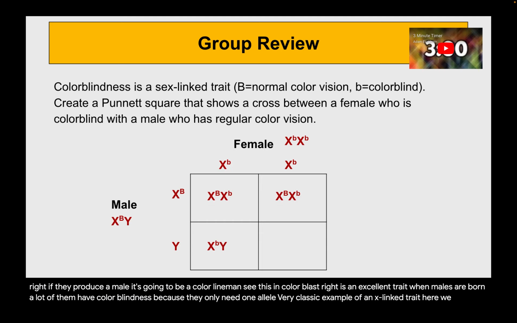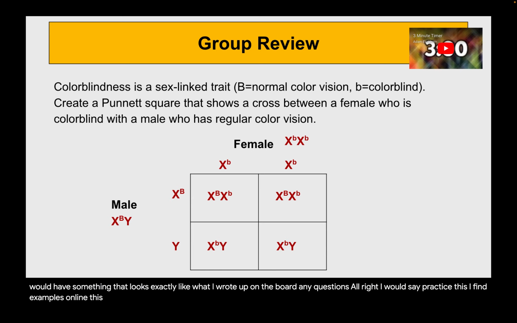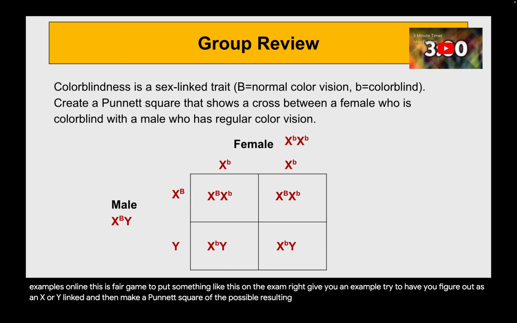So if we did it all out, we would have something that looks exactly like what I wrote up on the board. Any questions? All right. I would say practice this. Find examples online. This is fair game to put something like this on the exam. I'll give you an example, try to have you figure out if it is X or Y linked, and then make a Punnett square of the possible resulting offspring.